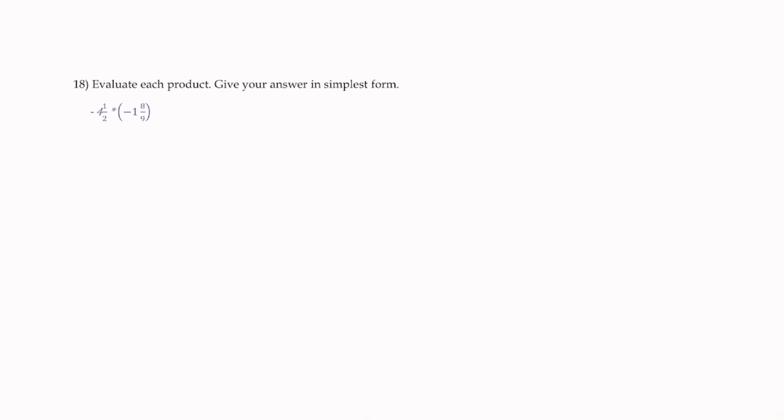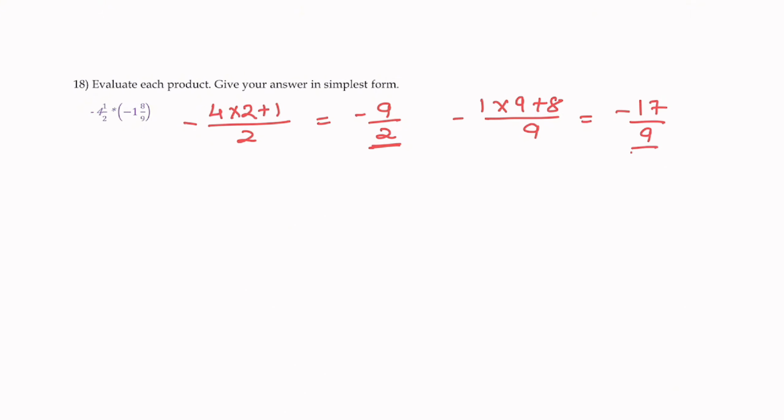So we have to convert them first. Let's do that. 4 times 2 plus 1 over 2, which is 9 over 2. And the other one here is minus 1 times 9 plus 8 over 9. This is equal to minus 17 over 9. 9 over 2 times minus 17 over 9.